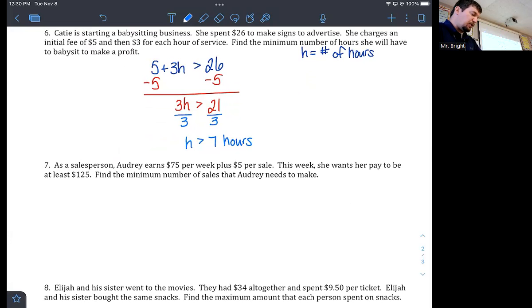Number 7, as a salesperson, Audrey earns $75 per week plus $5 per sale. This week, she wants her pay to be at least $125. Find the minimum number of sales that Audrey needs to make. Laura, you gonna try this one? Okay. What are we trying to find?